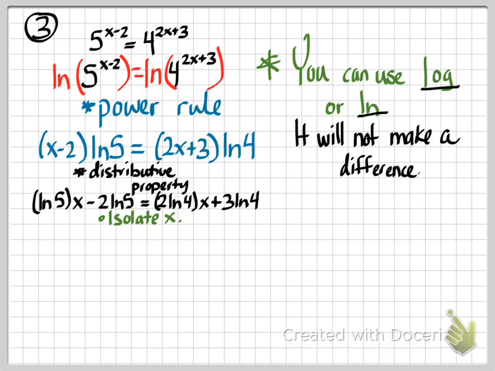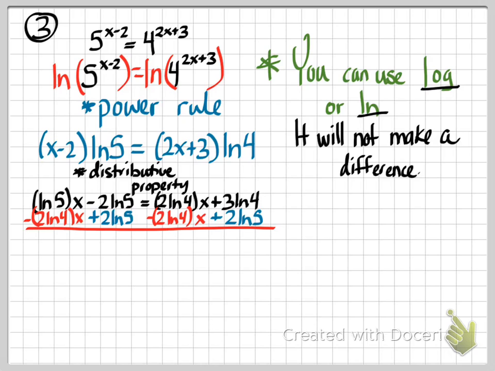The next goal here is to isolate the x, and usually that means to get all the x's to one side and all the numbers to the other. Don't forget that those are just a bunch of numbers there when it says natural log of 4 and natural log of 5. So my first step is to subtract 2 natural logs of 4x from both sides. I'm just simply lining up like terms. I'm also going to add 2 natural log of 5s to both sides at the same time. Purely, I'm just solving equations at this point.